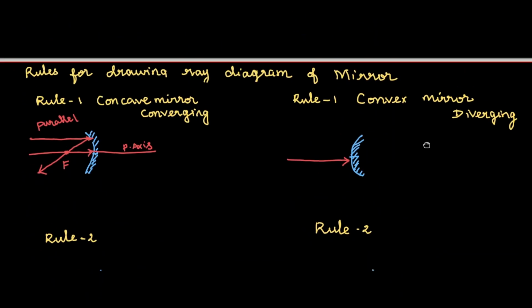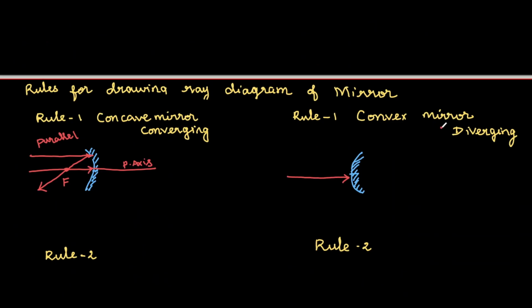You can see these rules for the convex mirror. A convex mirror is a diverging mirror. The first rule: the light falls parallel to the principal axis. It is parallel to the principal axis, but it gets diverted. As it is a diverging mirror, it is getting diverted.